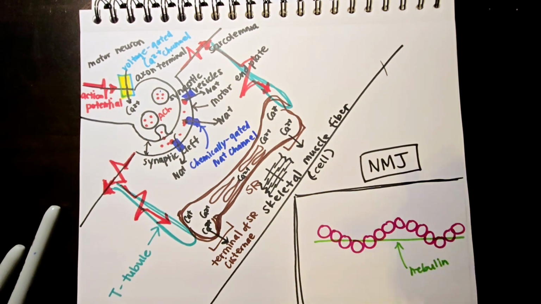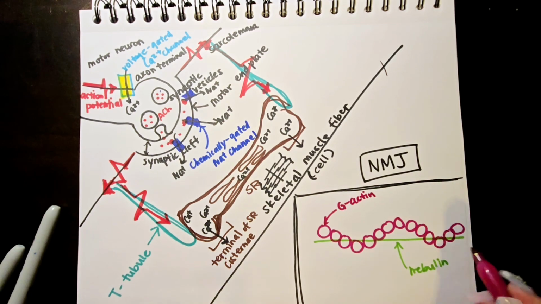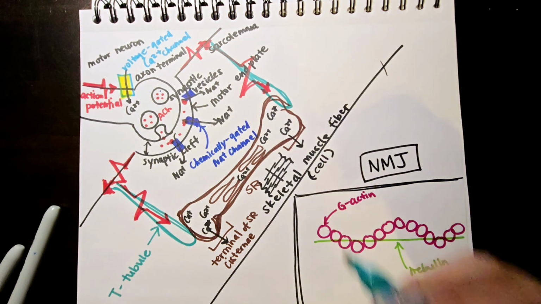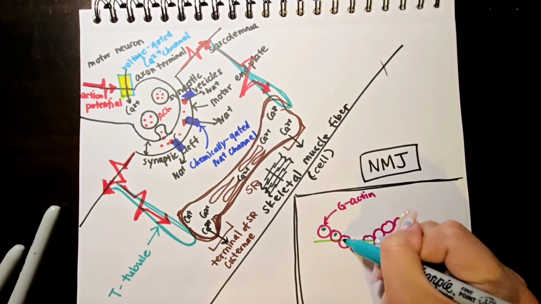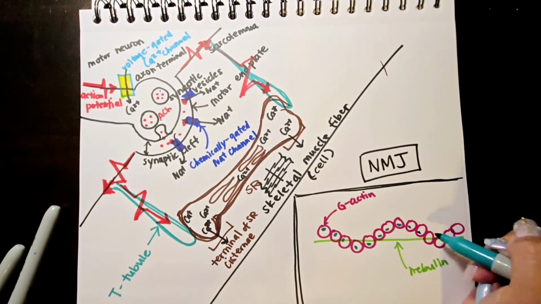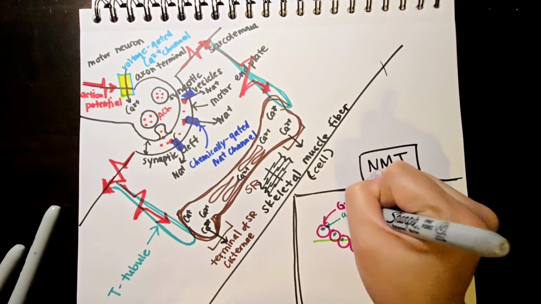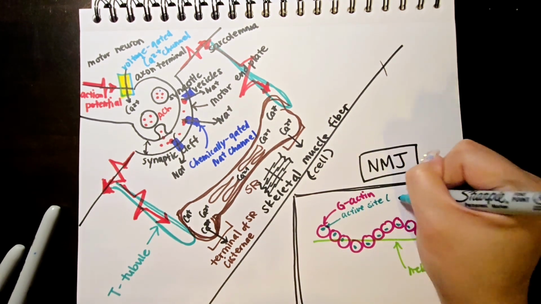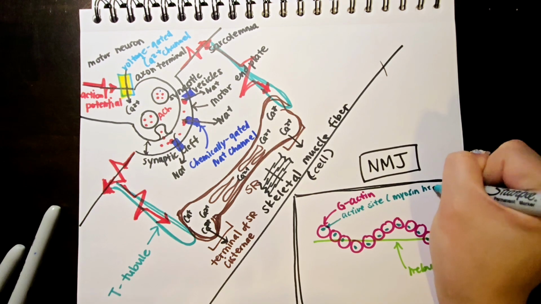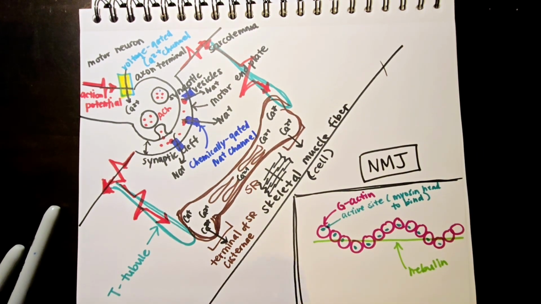Whereas these little circles here are what we call g-actin. So all of this is part of one actin filament. G-actin has specific spots on them that we call active sites. And these active sites are for the myosin head to bind. Okay, we'll talk about what that is in a bit.